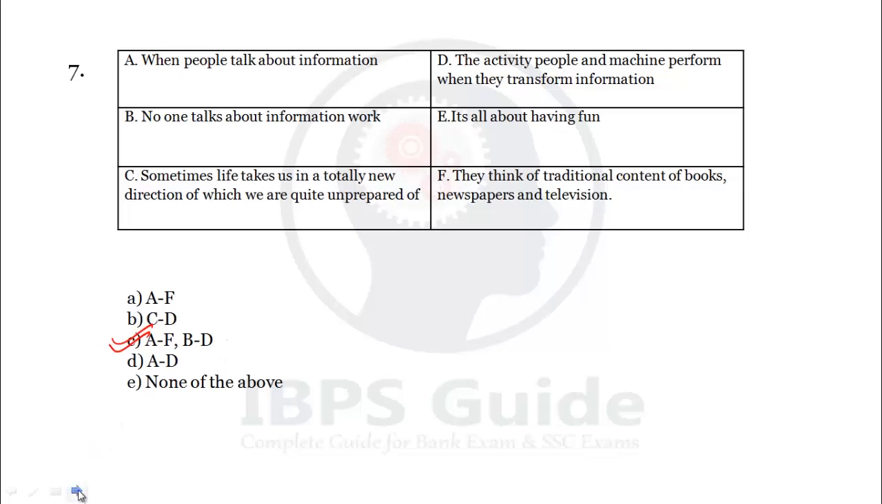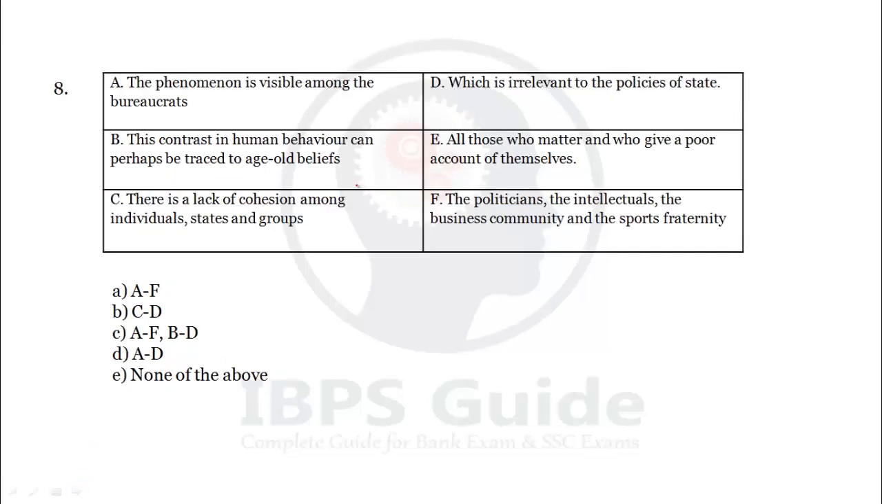And let's move to question number 8. The phenomenon is visible among the bureaucrats. Second sentence, this contrast in human behavior can perhaps be traced to age-old beliefs. C option, there is a lack of cohesion among the individual states and groups. D option, which is irrelevant to politics, to policies of state. E option, all those who matter and who give a poor account of themselves. And F option, the politicians, the intellectuals, the business community and sports fraternity.